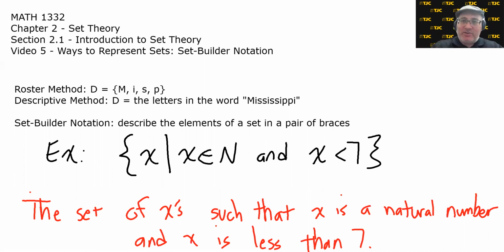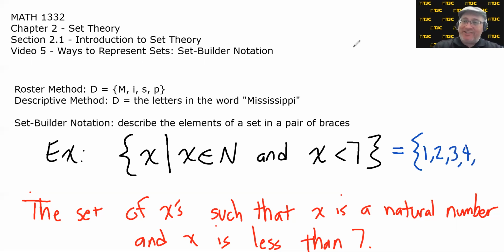And now that we know what this particular set builder notation is asking for, could we write this in roster form? Can we just list the natural numbers that are less than 7? Well, first you have to know what the natural numbers are. Those are the numbers we count with. So they start with 1.